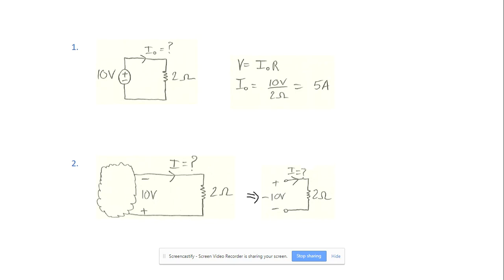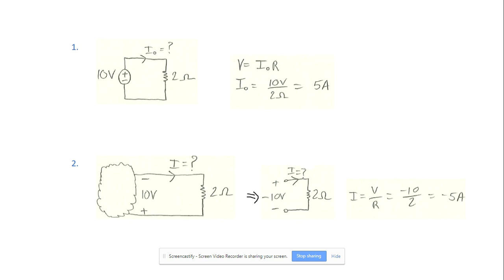So that by swapping this, that means the current's entering the positive across the resistor, right? So that meets passive sign convention. And again, I can use Ohm's law and say I is equal to V over R. And this time I get negative 5 amps.